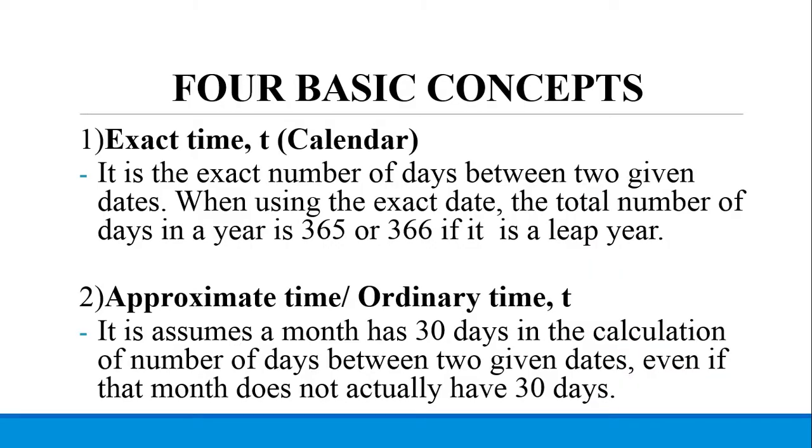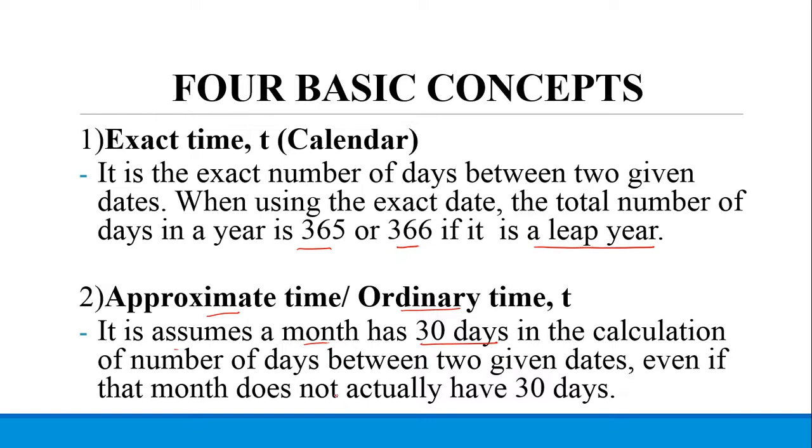Next, there are four basic concepts for how you want to calculate the interest for simple interest. First, exact time. Exact time means the number of days between two given dates, either 365 for a year or 366 for a leap year. Tahun lompat adalah 366.